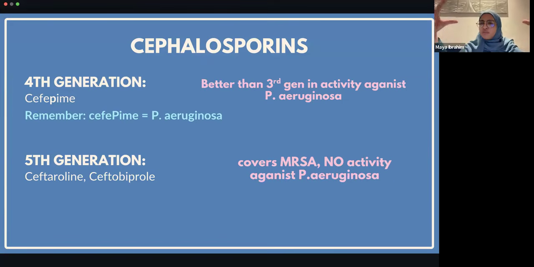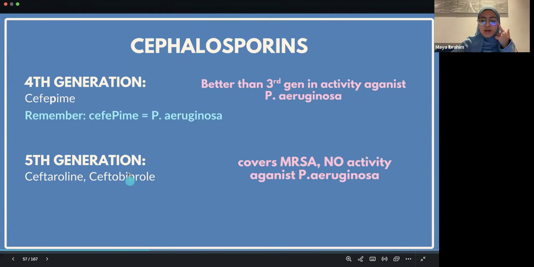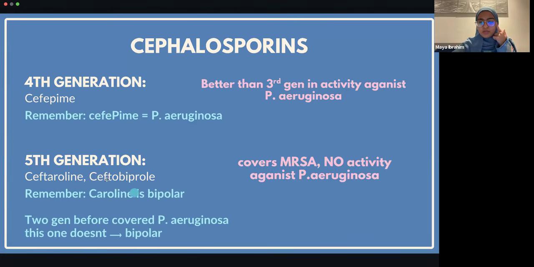Because we were fighting it right now, and now it's going to MRSA. MRSA to me is the biggest villain of them, because vancomycin is always the choice for that. But now the fifth generation can cover it, wow. But it doesn't cover P. aeruginosa, so it's bipolar. So how I remember it is ceftobiprole and ceftriaxone. Caroline is bipolar. Two generations before covered P. aeruginosa, this one doesn't, so it's bipolar. That's how I remember it.